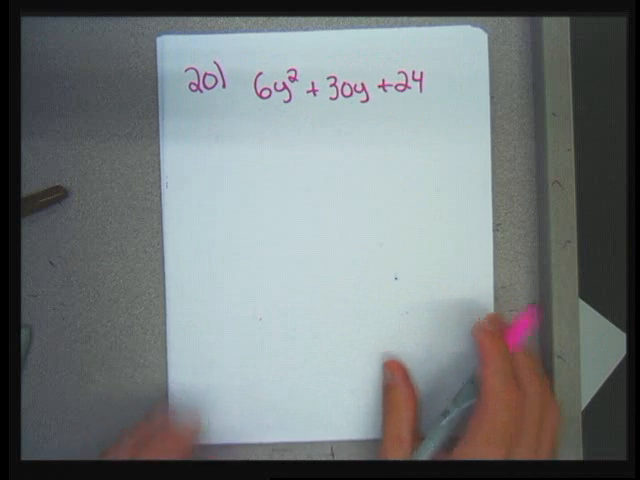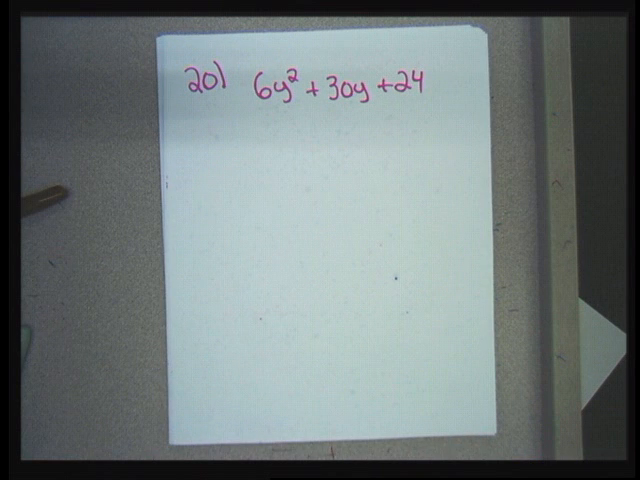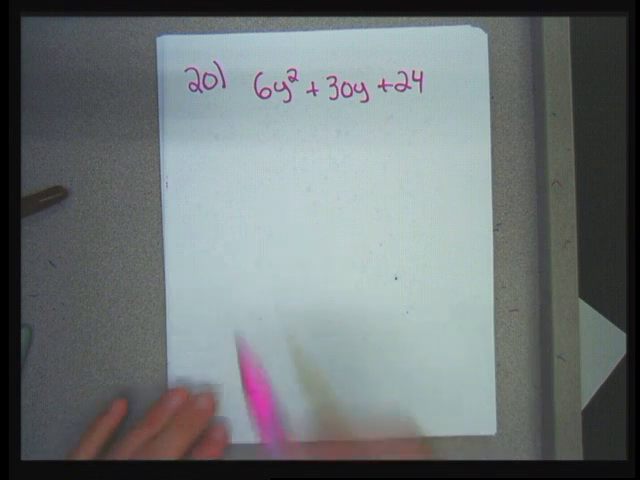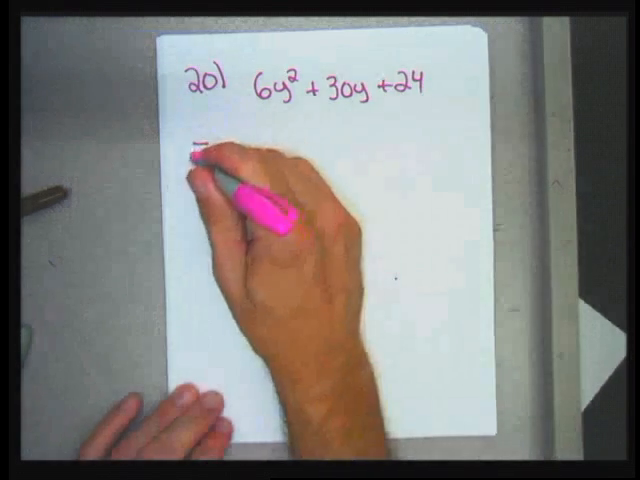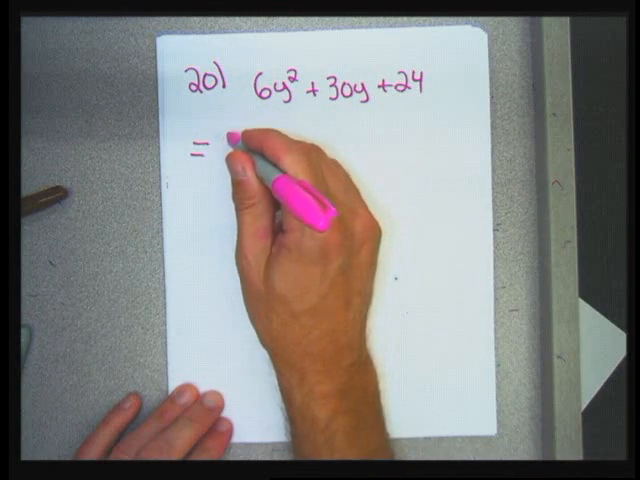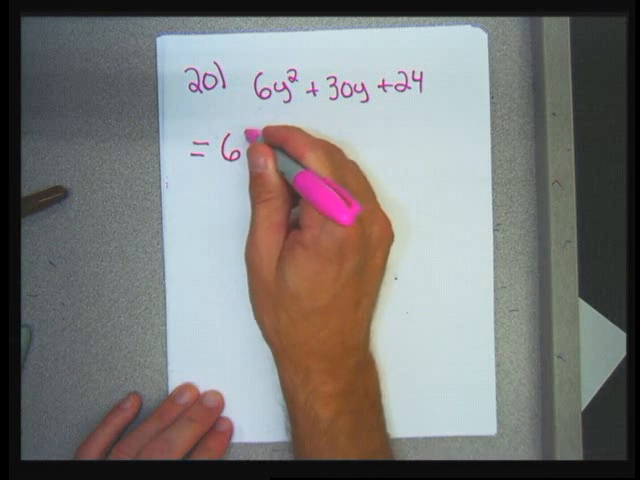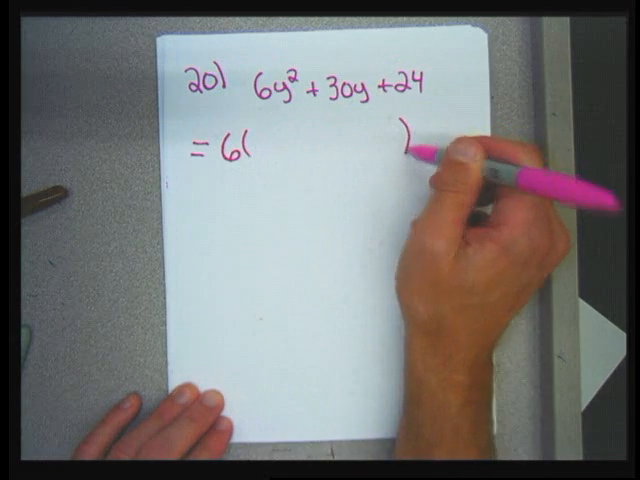So for this problem, there's a common factor. I'm not going to factor out a negative because there's not a negative written first, but there is a common factor that I need to factor out. Six is a common factor because each of the numbers 6, 30, and 24 are divisible by 6. I can write an equal sign if I'm being correct, but if I don't, I'm not going to take points off. I'm going to write a 6, and then I'm going to write a parentheses.